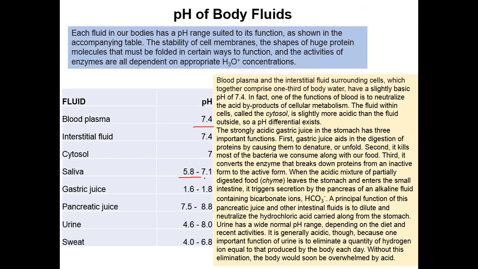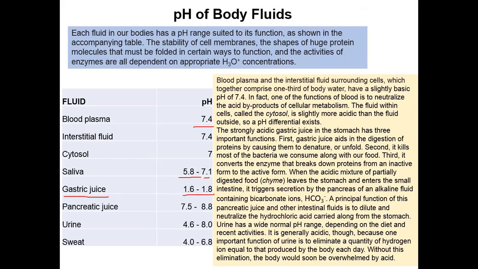At 7.1, it's not basic actually, it's basically neutral. Strictly speaking, it's a little bit basic, but it's mostly neutral. But 5.8 is a weak acid, yes. But gastric juice is very acidic.